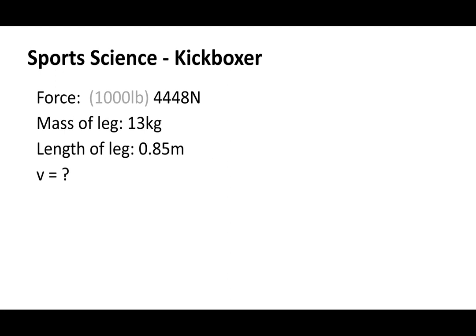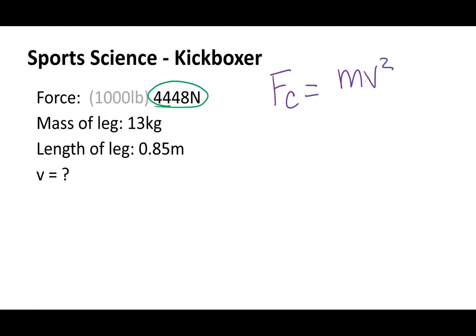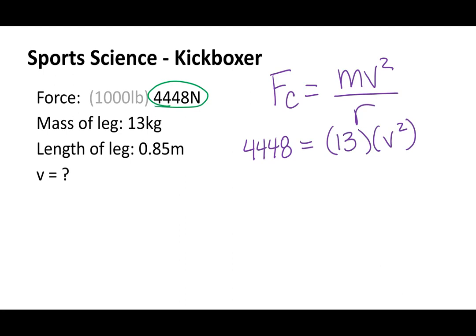Of course, in physics, we have to use metric. And so we are going to use 1,000 pounds converted into newtons. All right, our equation: Fc equals mv squared over r. We have force, 4,448, equals 13, our mass. Oh, we're looking for v. And the length of his leg, well, that's the radius of the circle that is made, 0.85.